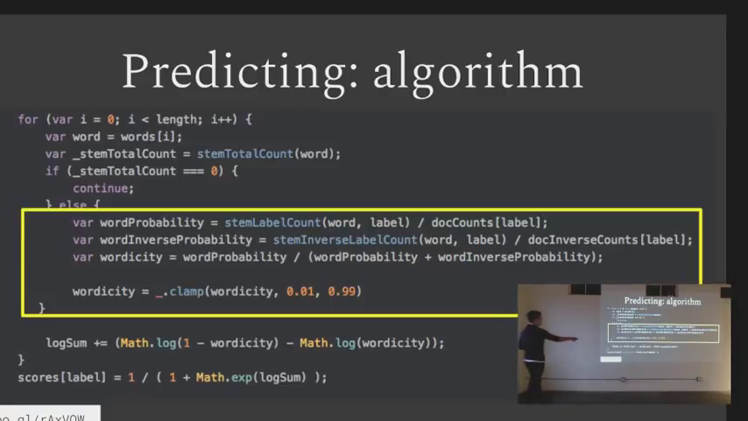And then, finally, this wordicity variable here is the magic of Bayes' theorem, really. That's just flipping it around and saying, given those two things, the probability of it being in our label and the probability of it being in some other label that we don't care about, what is now the probability that this document is label, given that this word is in it?